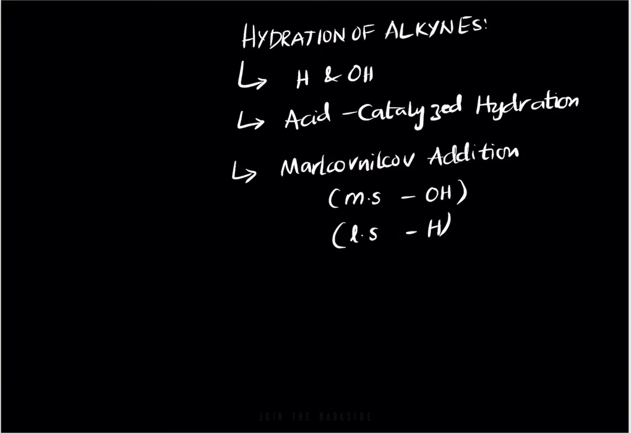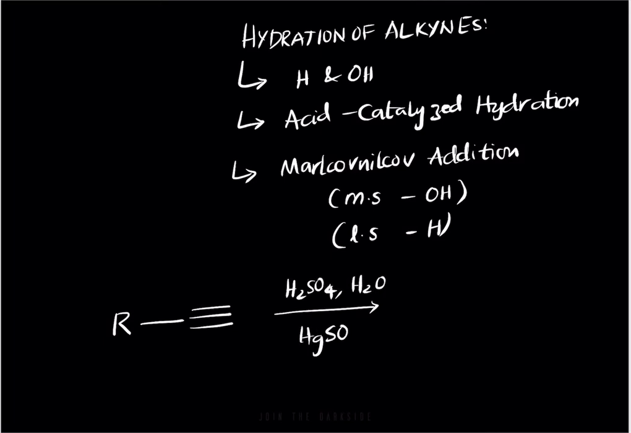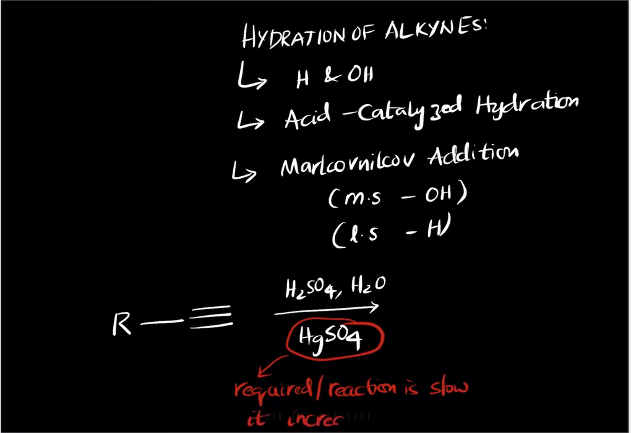So the mechanism is, if you consider this to be a generic alkyne, you have the presence of an acid with water and mercuric sulfate. This mercuric sulfate is required because the reaction is slow, and it increases the rate of reaction. So what happens here in this mechanism?